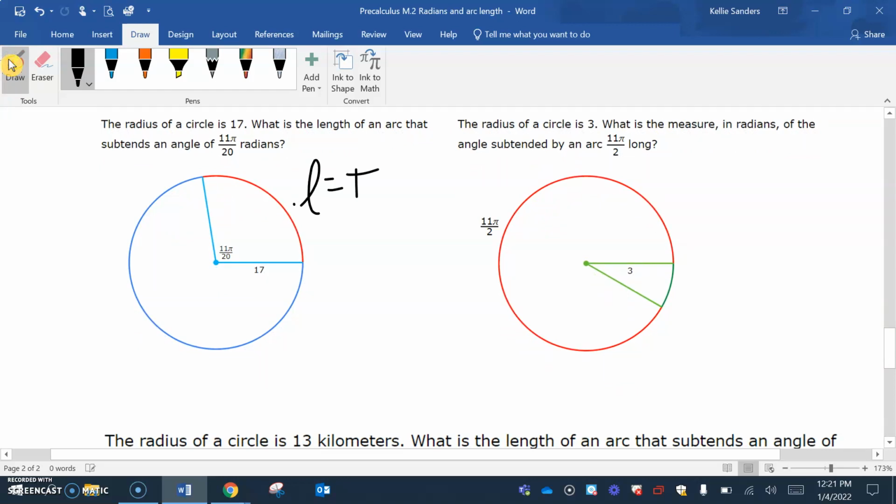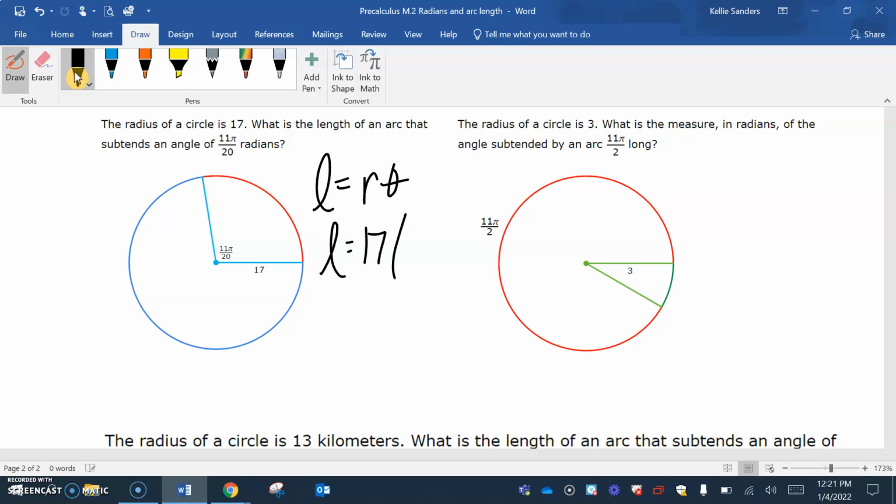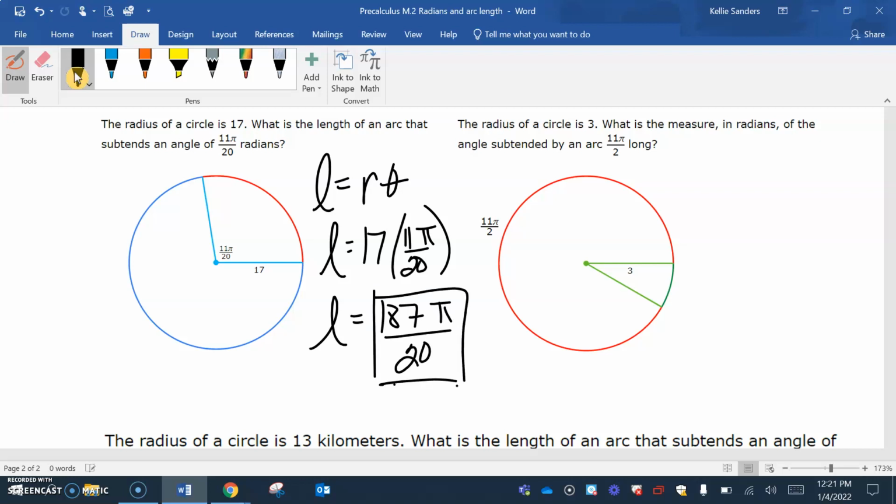L equals R theta. We're looking for L. Our R is 17. Our theta is 11 pi over 20. So our answer is going to be whatever 17 times 11 is, over 20 pi. And that does not reduce. If it does reduce, then you need to reduce it.